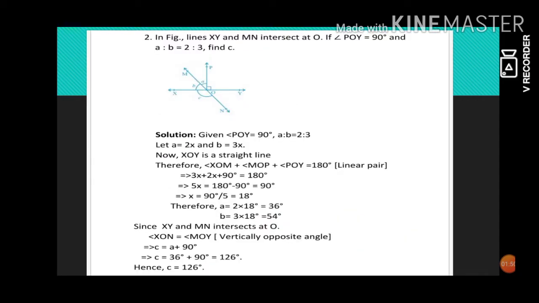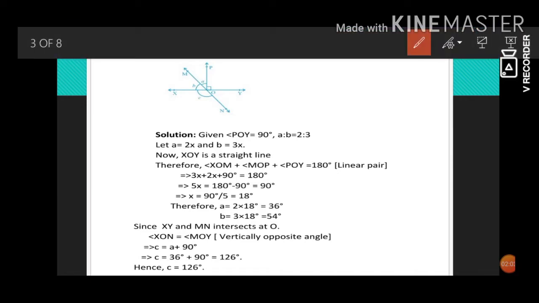Question number 2. In the figure, the lines XY and MN intersect at O. If angle POY is 90 degrees and A is to B is 2 is to 3, find angle C. You can see the given are POY is 90 degrees and A is to B is 2 is to 3. So we can write A as 2x and B as 3x.